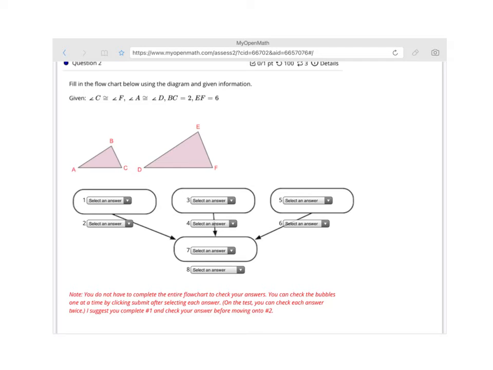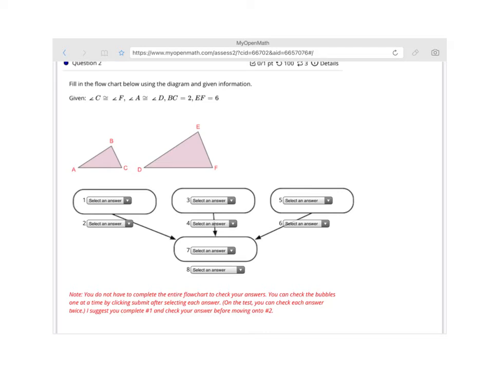Now, for side, angle, side, that means that you have two sides and the angle that's in between them, and that the ratios of the two corresponding sides are the same, and the angles are congruent, or the same. And angle, angle means that two angles in one triangle are congruent to two angles in another triangle.